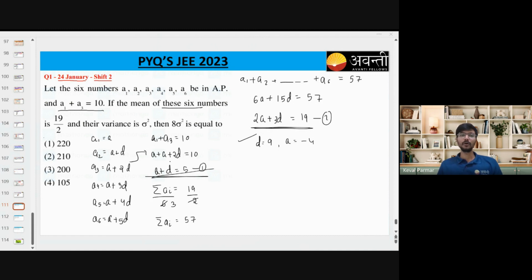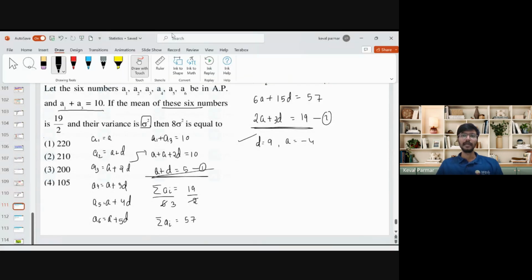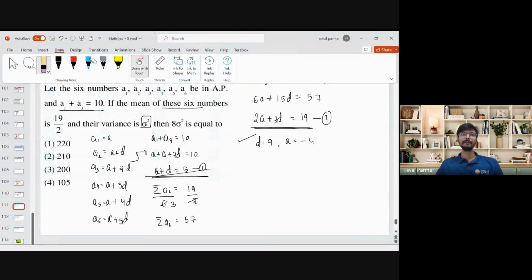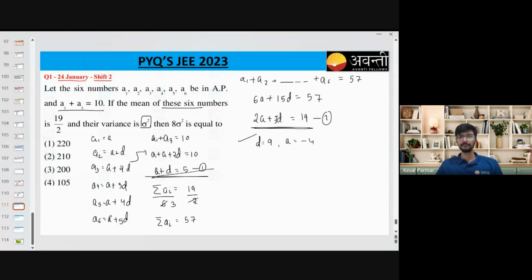That means we got all of the numbers, right? Now, we want their variance. What is the variance? First, let us write all the numbers. I think we made a silly error. Here it should be 5. We divided this equation by 3. So here it should be 5.